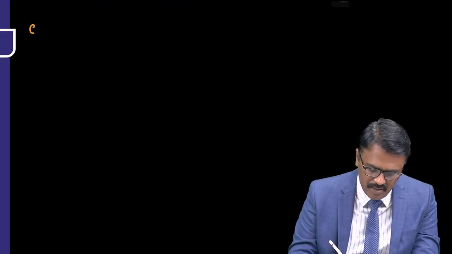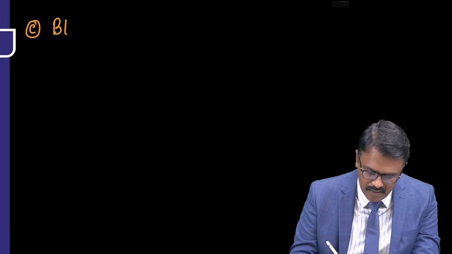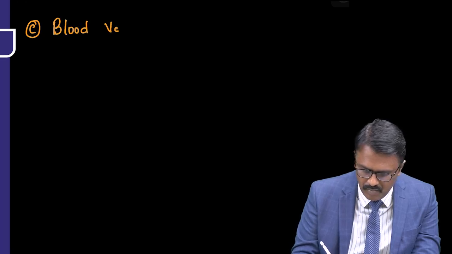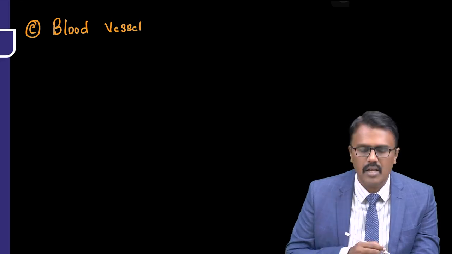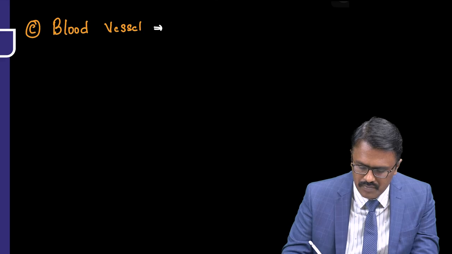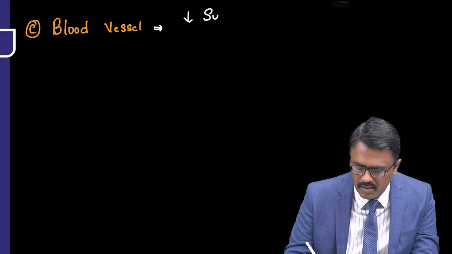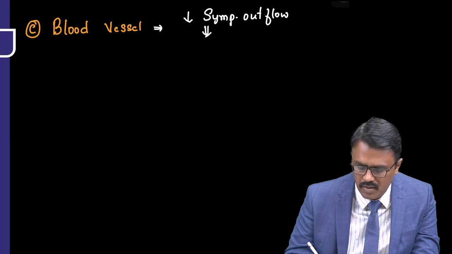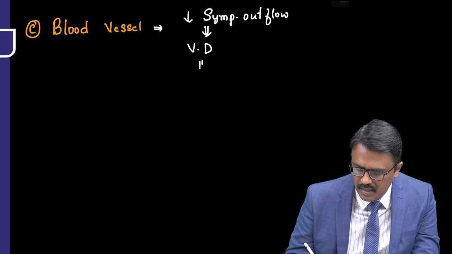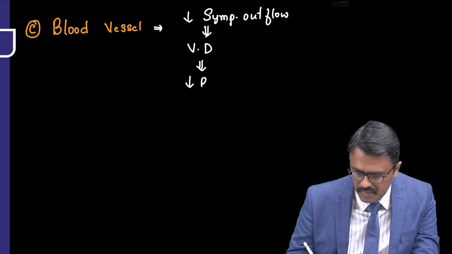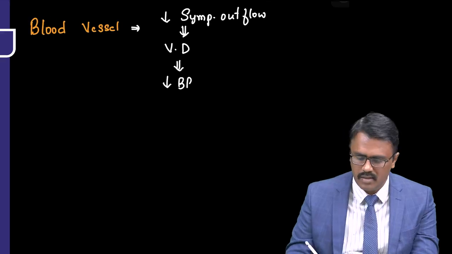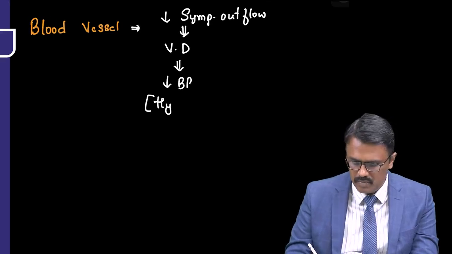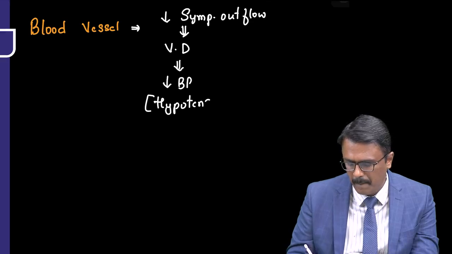Now once we know about the heart, let us understand the next system, the blood vessel. Now in the blood vessel, what do they do? They are known to decrease sympathetic outflow. So they can act in the brain and decrease sympathetic outflow, and that can lead to vasodilation, and they decrease the blood pressure. So most of the local anesthetic adverse effect when you give them systemically is hypotension.